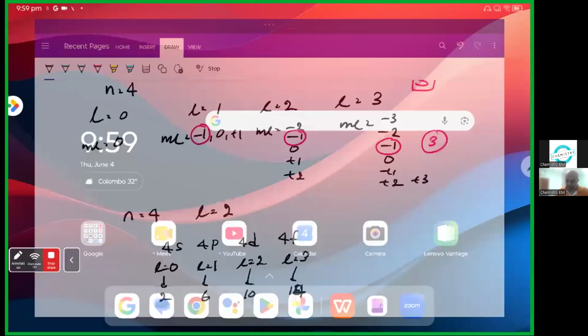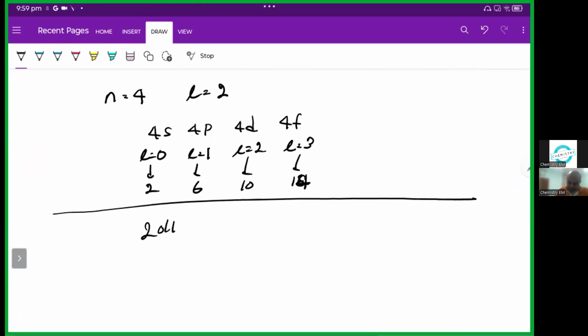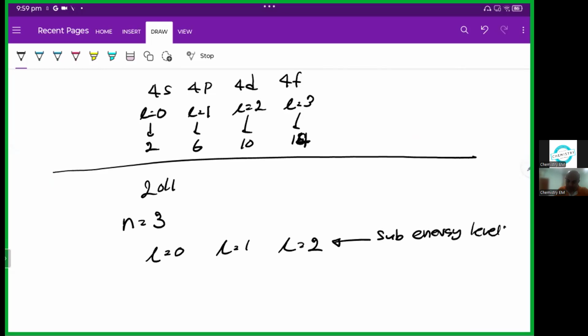So when n is equal to 3, we have L is equal to 0, L is equal to 1, L is equal to 2. So these are the sub-energy levels. Basically there are 3 sub-energy levels. What are they? This is 3s, this is 3p, this is 3d.